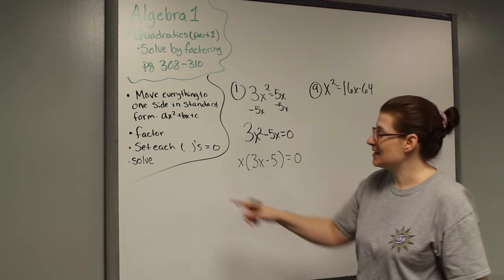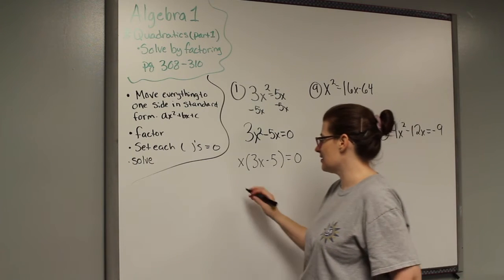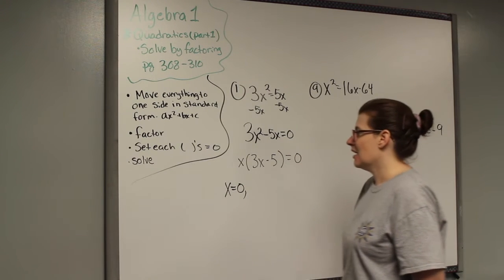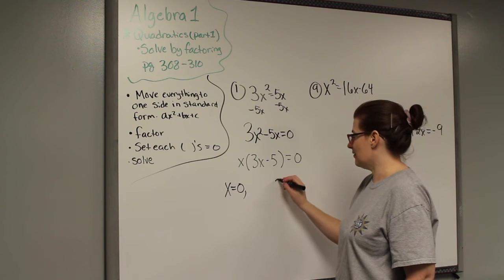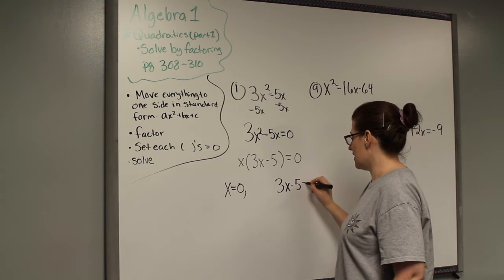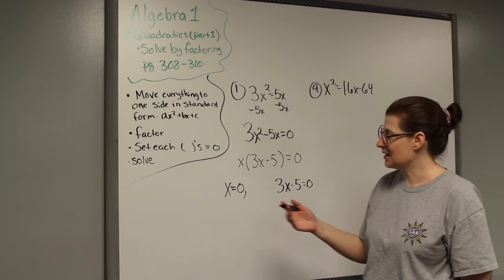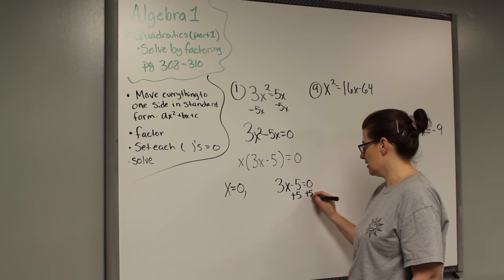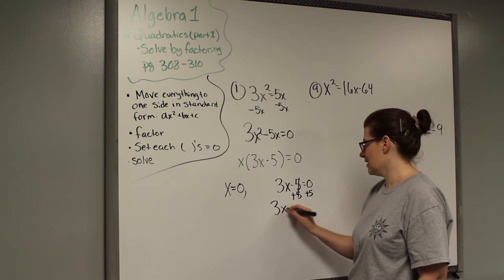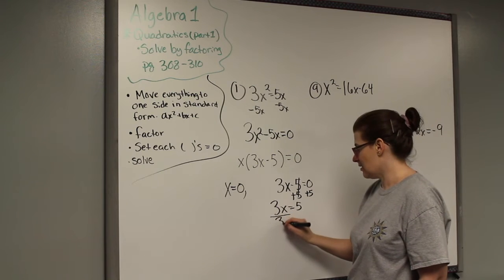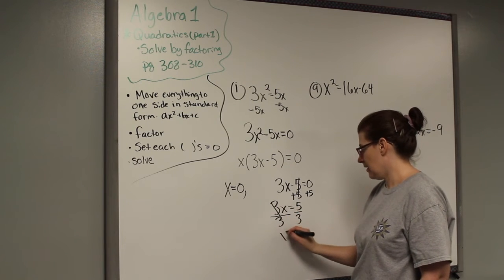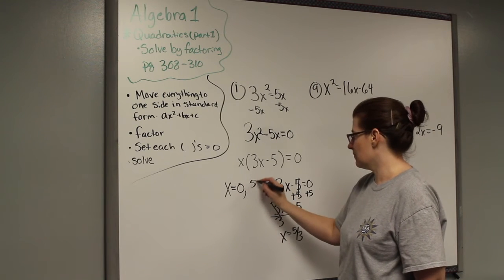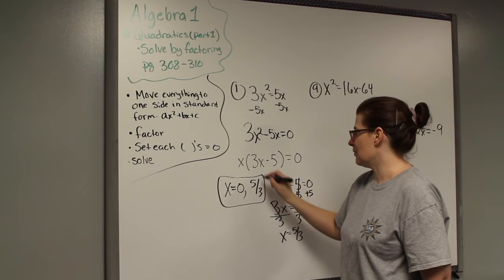Now I need to set these equal to 0. This x isn't in the parentheses, but I can set it equal to 0, and I don't need to solve because it's already there. But the 3x minus 5, I will set equal to 0 and solve for x to get the other answer. So I move this 5 over because it's subtracted, and I get 3x equals 5. I divide by 3, and x equals 5/3. So these are the two answers I would get here.